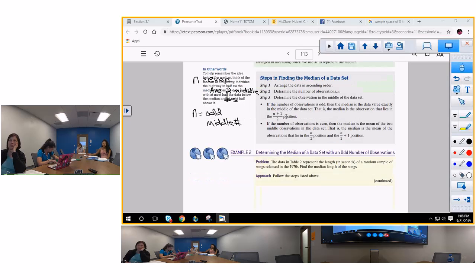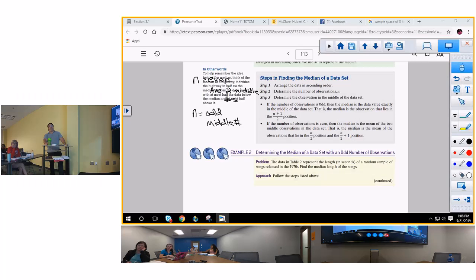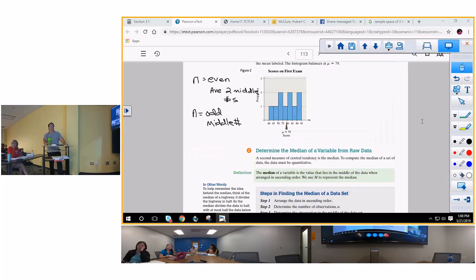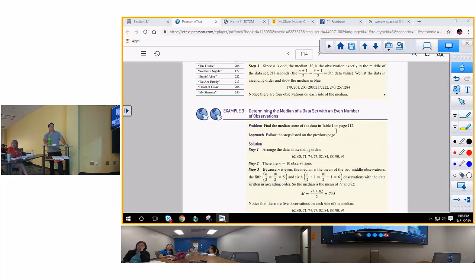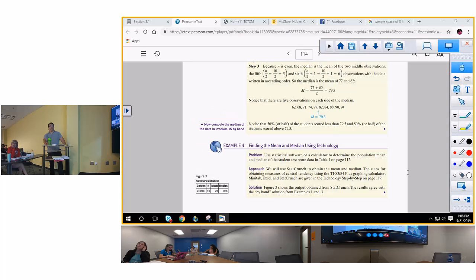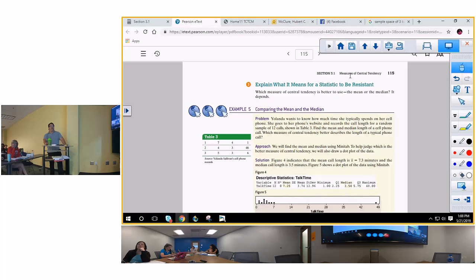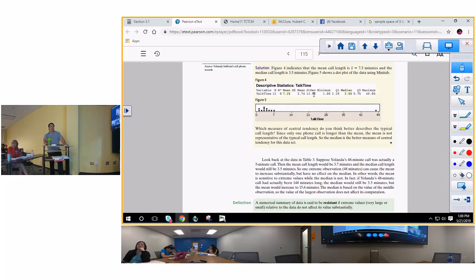There, that's what they're saying right there. If you have odd, then you pick it. If n is even, you find the average of the two middle terms. Don't worry, we're gonna do the technology. We're gonna do all that thing for those people that were on the calculator drill team in high school.